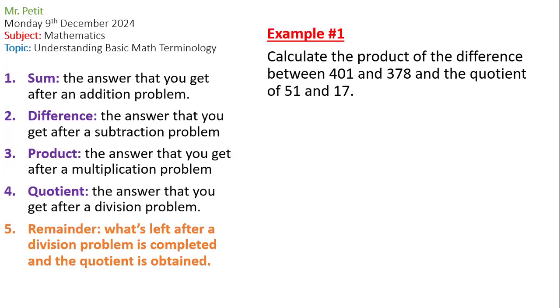It says calculate the product of the difference between 401 and 378, and the quotient of 51 divided by 17. Okay. Do y'all agree with her? She's saying, find the difference, find the quotient, and then multiply them. Do we agree with that? Yes, sir. You agree with that? I think so. Okay. All right, so let's find the difference then.